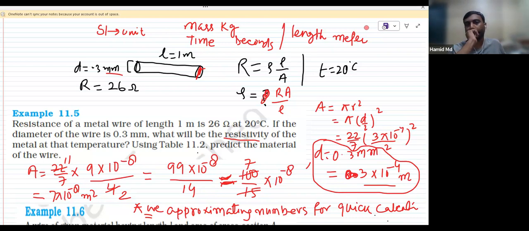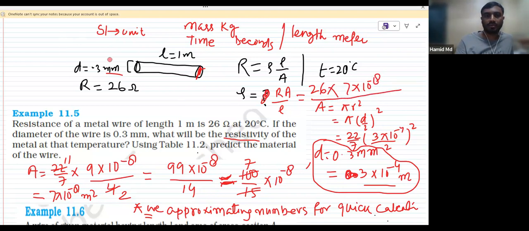Yes, sir. So did you try this way only? First of all, we find the area and then we try to figure out this rho. R is given, and area is now 7 into 10 raised to the power minus 8, and we are dividing it by length, which is 1 meter.